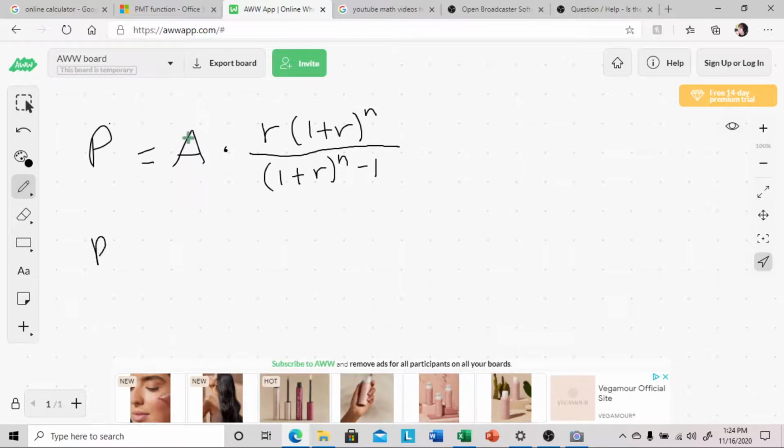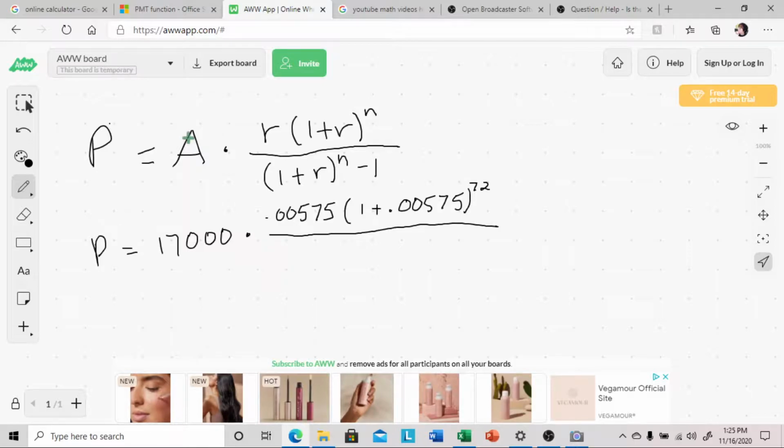So if we're going to write down our particular situation, we're trying to find P. A is 17,000 times our R value up here in the numerator. It's going to be 0.00575 times 1 plus that interest rate again, 0.00575, to the power of n, our n is 72. Okay? Now, let's fill out the denominator. The denominator is going to be 1 plus 0.00575 to the power of 72 minus 1. Cool. So now we've written out how our expression is going to look.